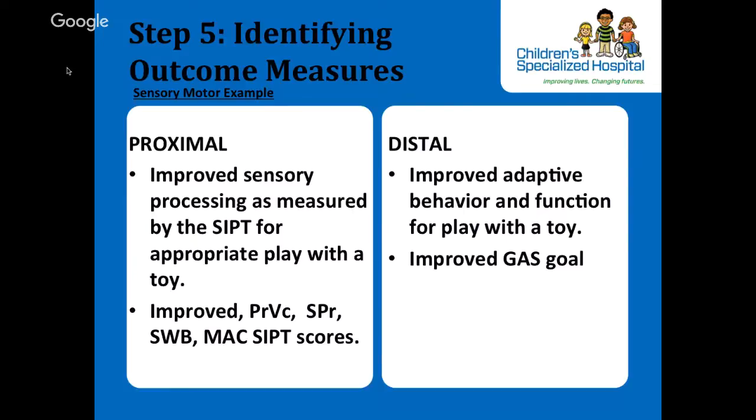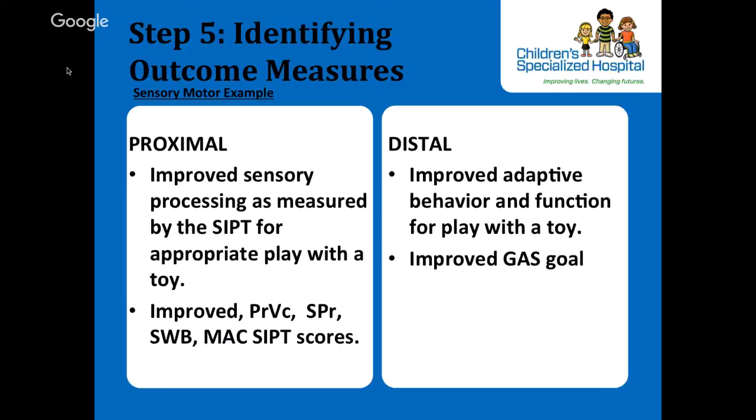All right, now we're in step 5 of the DDDM, identifying outcome measures. Outcome measures are the consequence of an intervention. They're chosen based on the factors and areas in which change in participation is expected following the intervention. This is going to be column 5 on the table. In the DDDM process, we focus on proximal and distal outcomes.